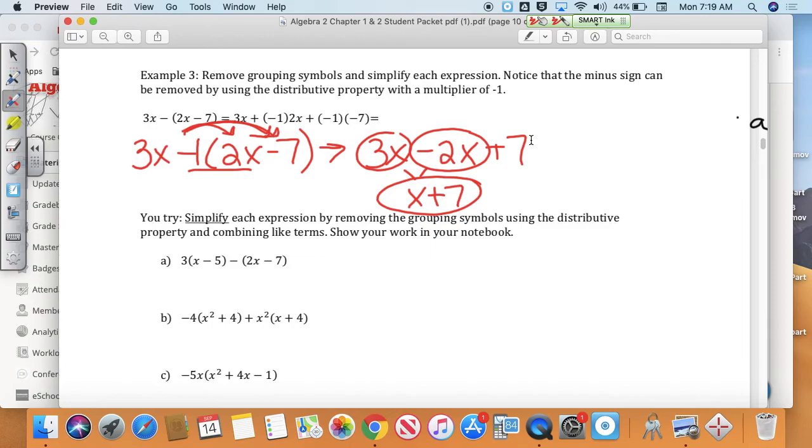So what I'm going to have you guys try next is simplifying each expression below. You might have to use the distributive property, you might have to multiply, and then I want you to combine like terms. So what you're going to do for these problems A through E is simplify by using the distributive property if necessary, then combine like terms.